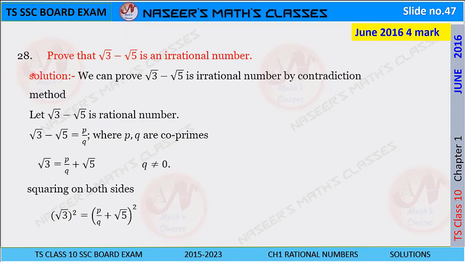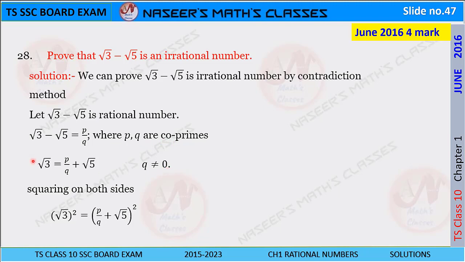Now we are going to solve 28th problem. Prove that root 3 minus root 5 is an irrational number. This is for 4 marks, June 2016. To prove root 3 minus root 5 is an irrational number by contradiction method, let root 3 minus root 5 is a rational number. Then we can write root 3 minus root 5 is equal to p by q, where p comma q are co-primes and q not equal to 0.